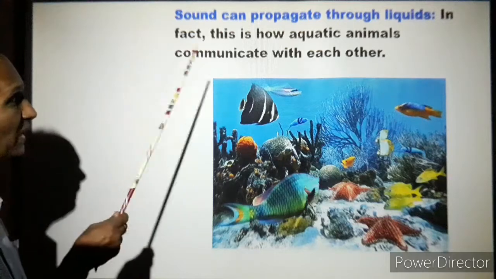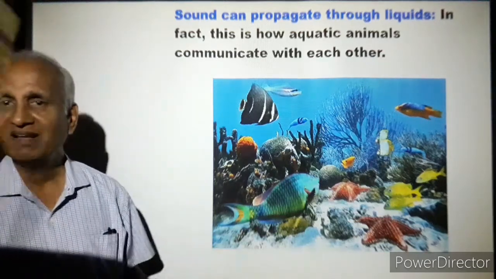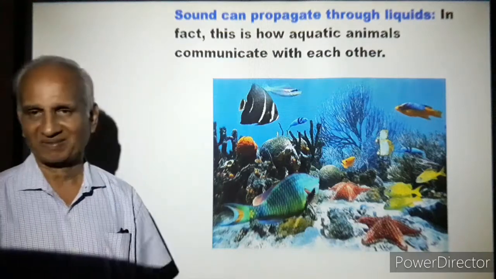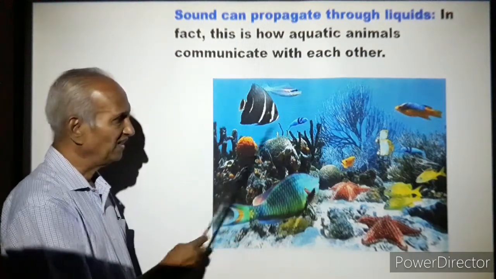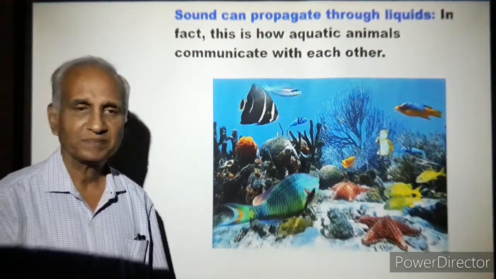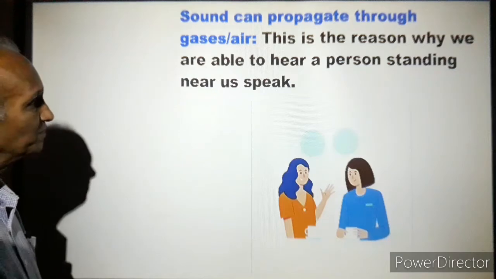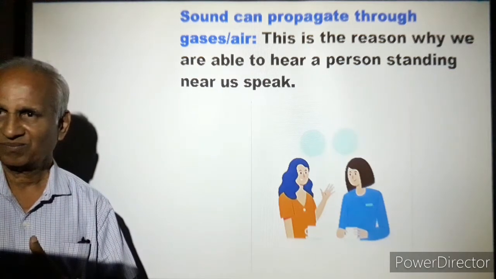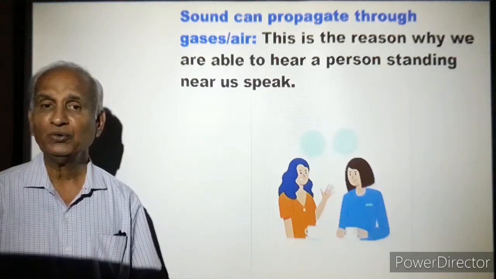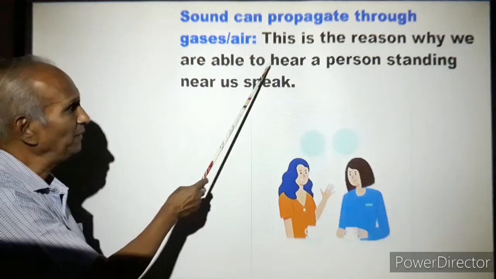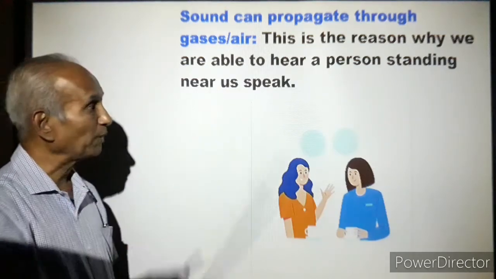Next, sound can propagate through liquids. See, all the animals which are there in water, aquatic animals, they hear the sounds propagating through water. In fact, this is how aquatic animals communicate with each other. They will be able to send signals. Next, sound can propagate through gases or air. That's what we do. As I talk, the sound gets propagated through air to my friends or those who are listening to what I speak. This is the reason why we are able to hear a person standing near us speak. We will be able to hear others speaking. So that is propagation through air.